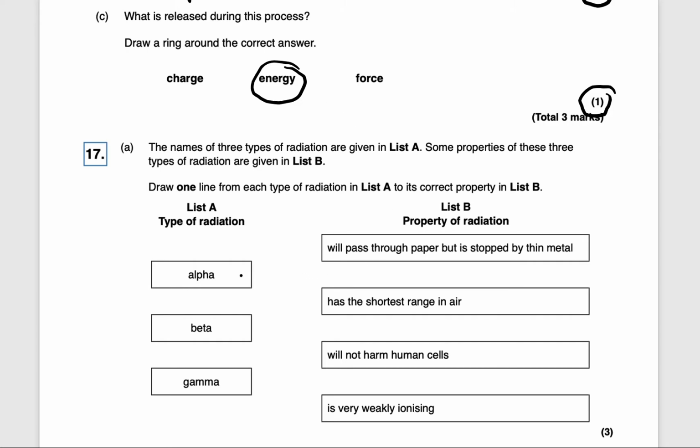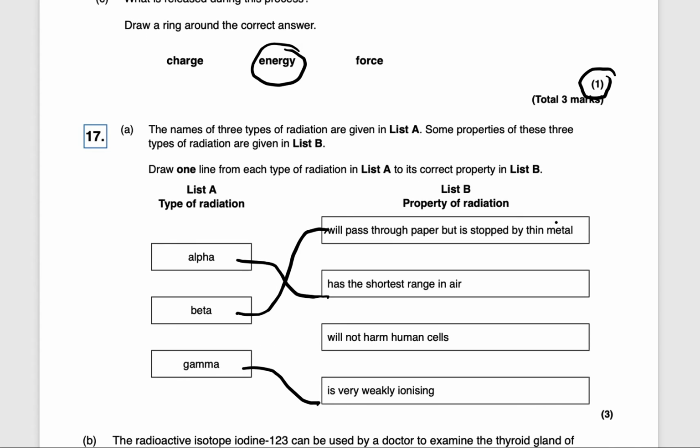So alpha has the shortest range in air. It won't pass through paper, so it can't be the first one. Beta is will pass through paper, but then is stopped by thin metal. And finally, gamma is very weakly ionizing. It's very penetrating, but it's very weakly ionizing, and that will get you 3 marks.